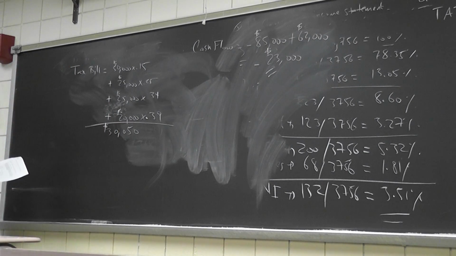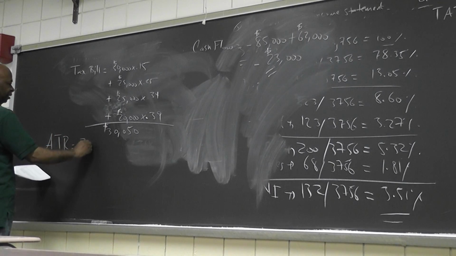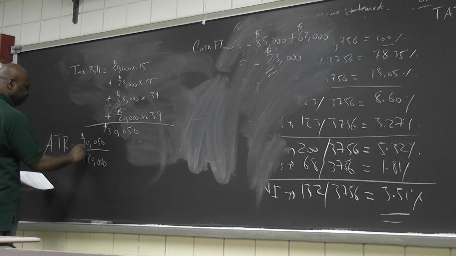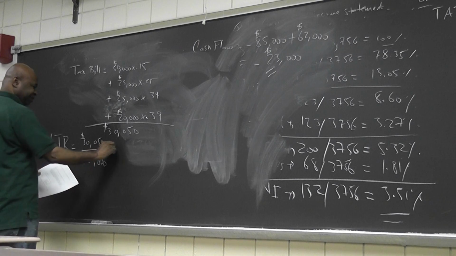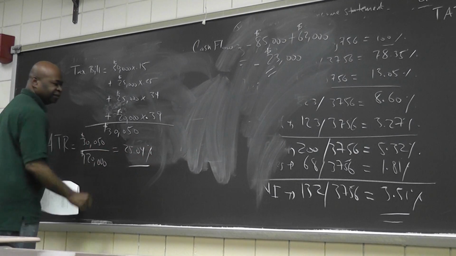So now we're ready to do the average tax rate. That's 30,050 divided by 120,000, which is taxable income. And then we get 25.04%.